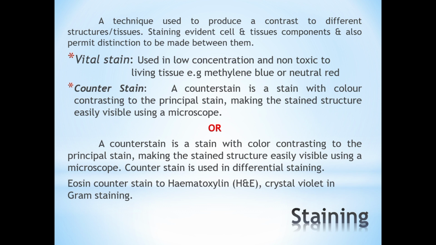Then what is a counter stain? A counter stain is a stain with a color contrasting to the principal stain, making the stained structure easily visible using a microscope. So a counter stain is used in differential staining, for example, eosin as counter stain to hematoxylin, and crystal violet in Gram staining.